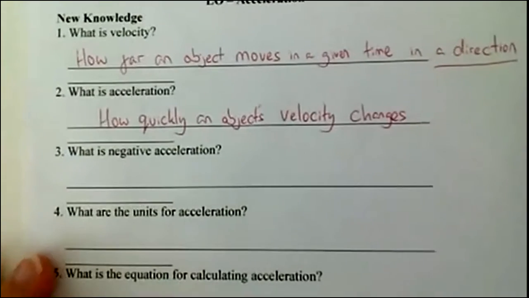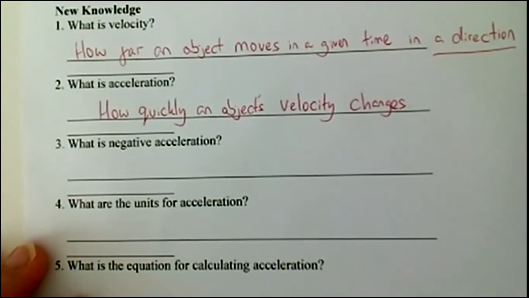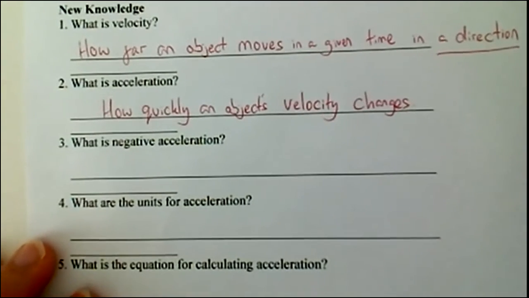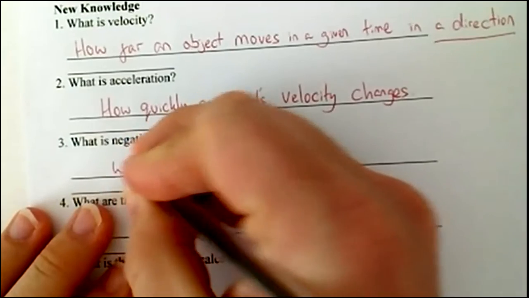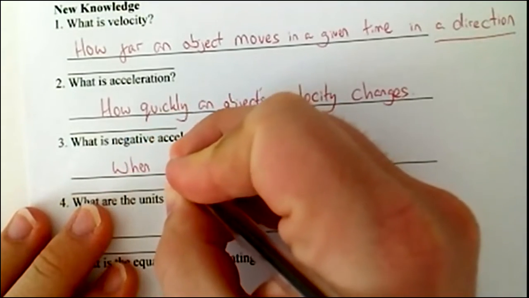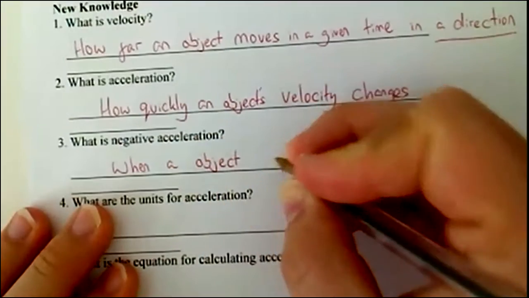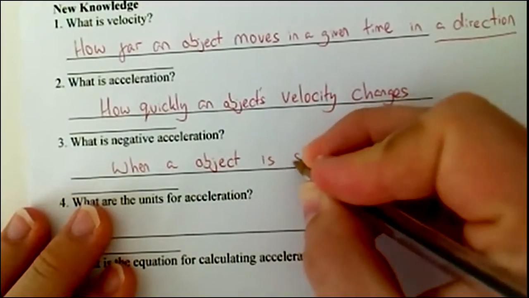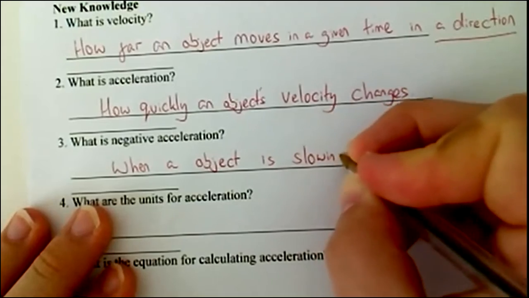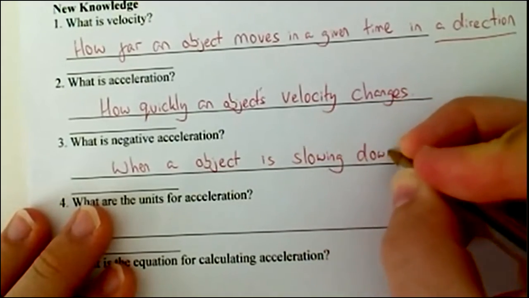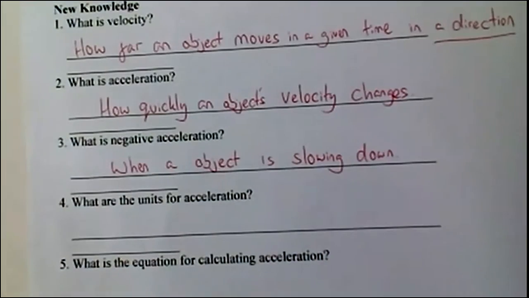Now you will see in lessons a negative acceleration. Now that is literally when an object slows down. Whenever you see a negative acceleration, is when an object is slowing down. So for example, if you're in your car and your parents apply the brakes, you are negative acceleration, you are slowing down.